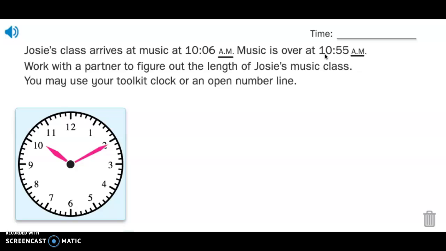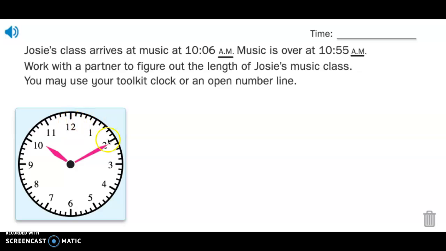If I were to use my clock, I set my clock at 10:06 because that's when Josie's music class started. So I see my little hand just past the 10 and the little hand tells the hours. Remember, it's little because it's shorter than the big hand. We call this the big greedy hand because it counts all of the numbers, and the little tiny hour hand just counts the hours. It is just past the 10, so I know it's 10.